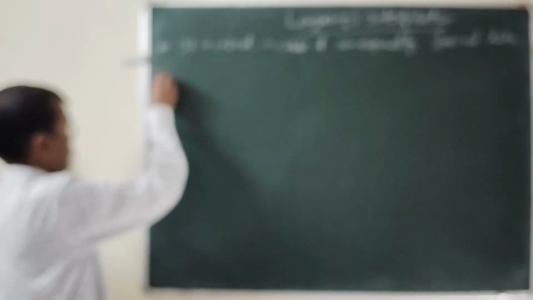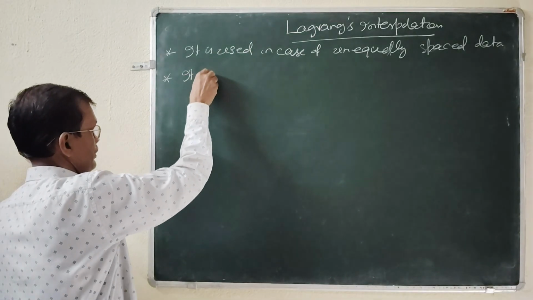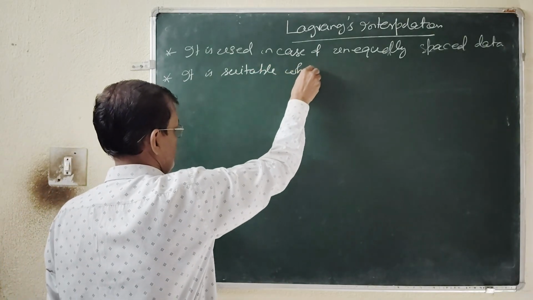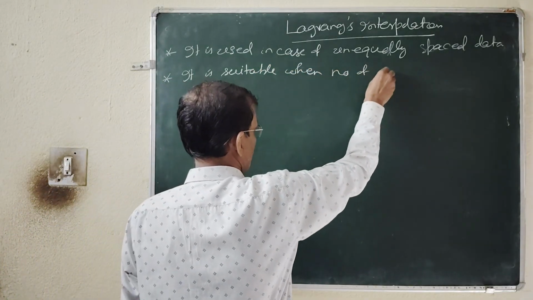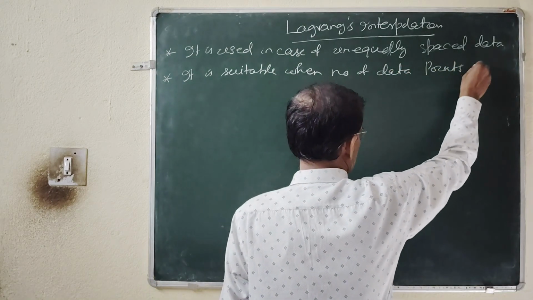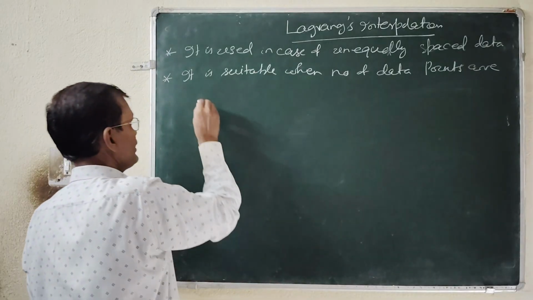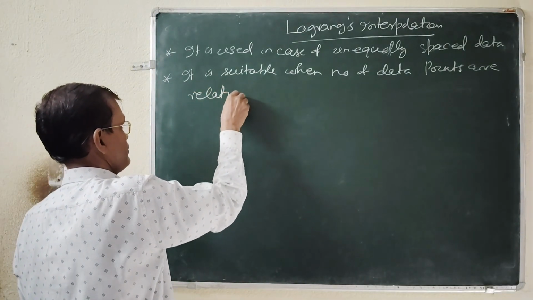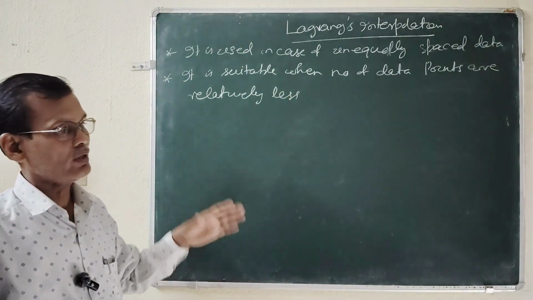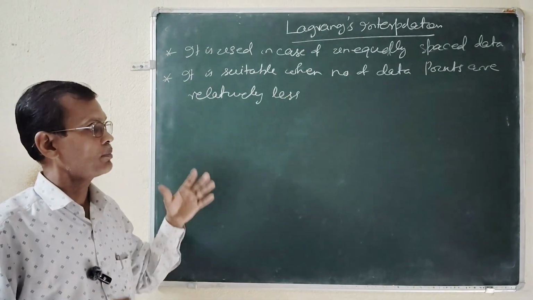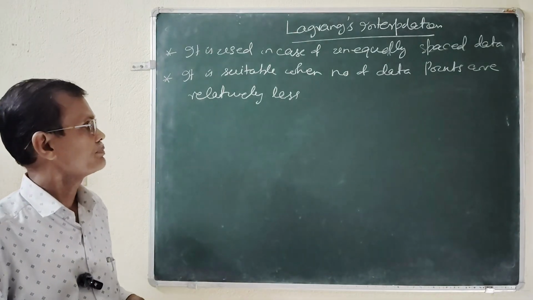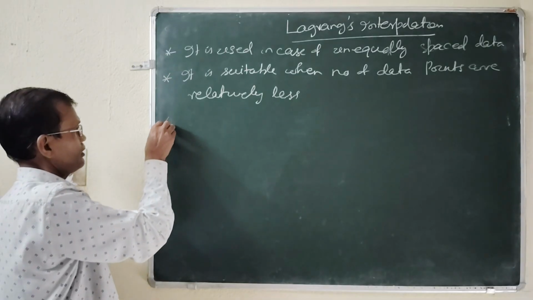Number two, it is suitable when the number of data points is relatively less. This means the formula is suitable when the number of data points is small. If the number of data points is more, we can still apply this formula, but it will not be suitable, as it will be very lengthy. Okay, then what is the formula?